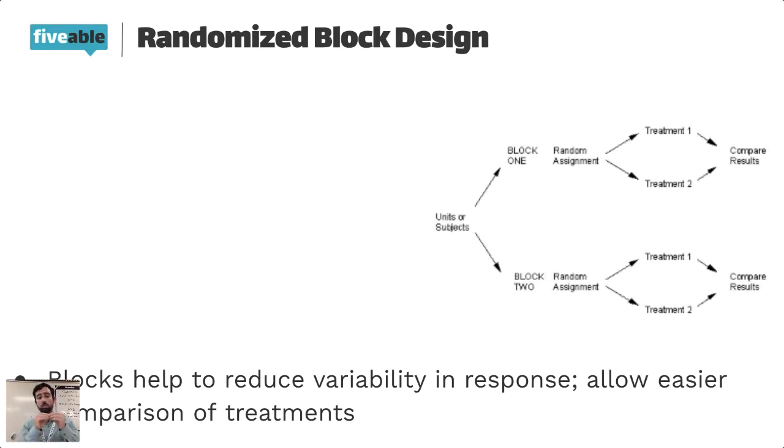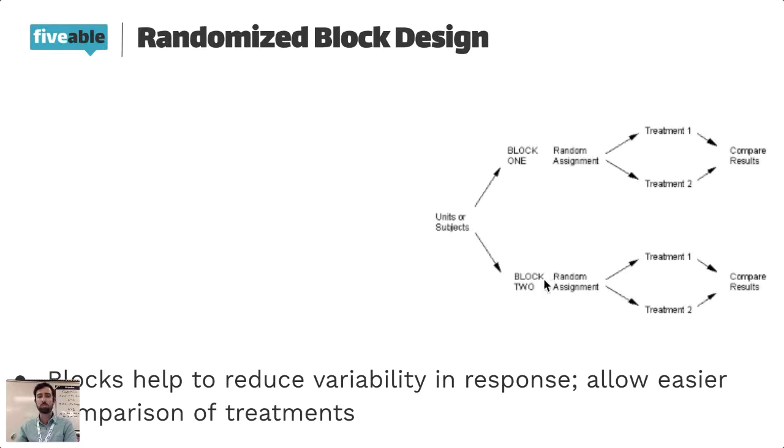So what I might do is block based off of breed of dog, and then within those blocks, I'm going to run the experiment. It allows me to compare and remove the variable of breed in measuring the response variable. So let's say here's a good image. I have my units, let's say they're dogs. I block them by Huskies and Shih Tzus.